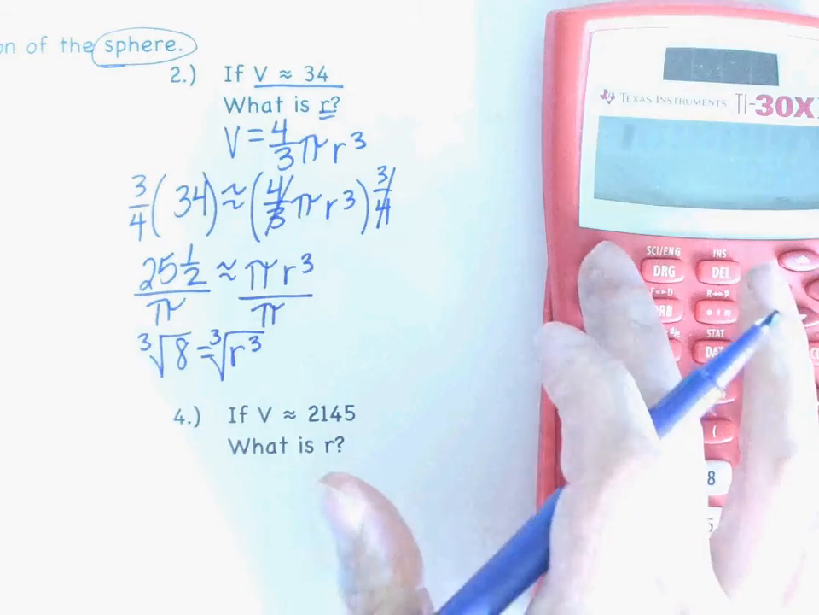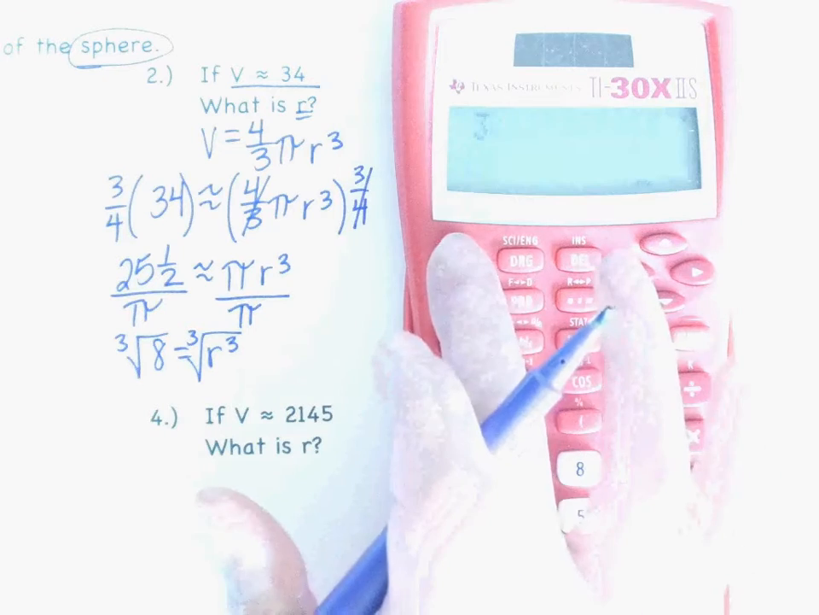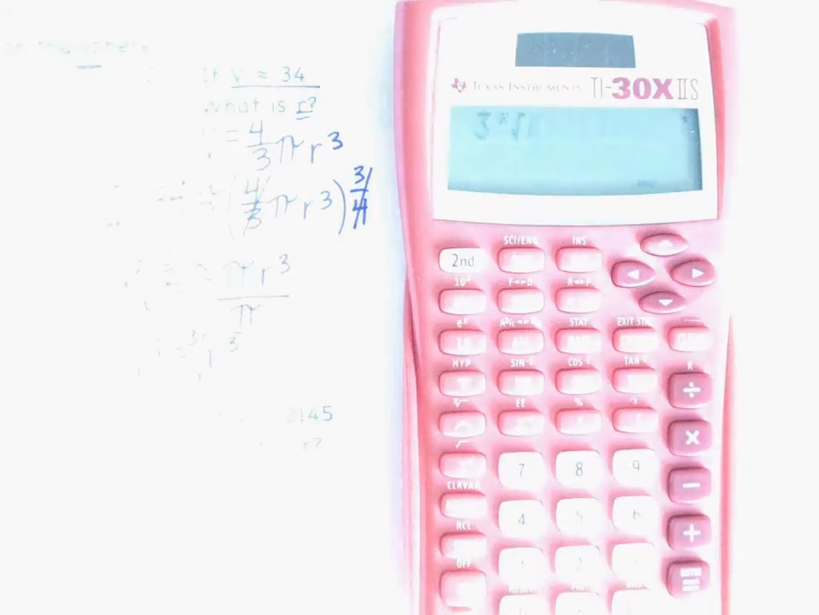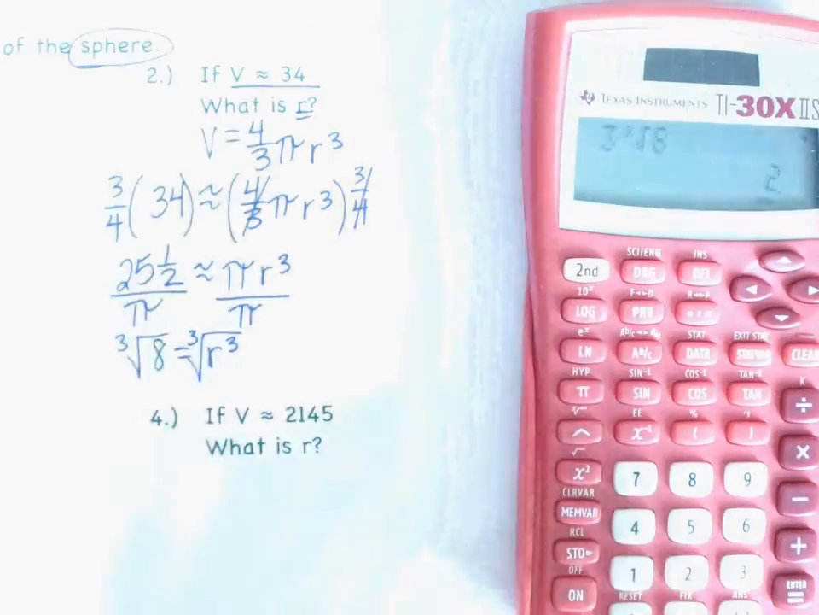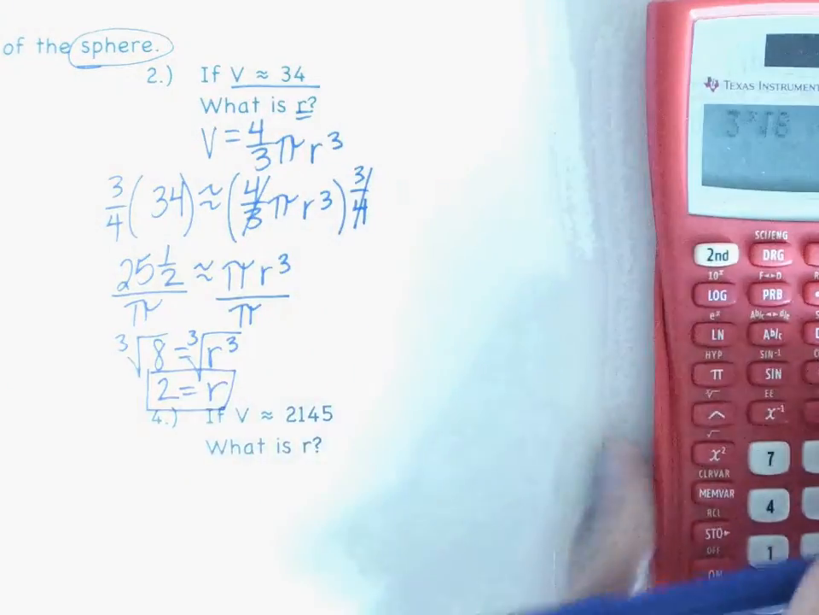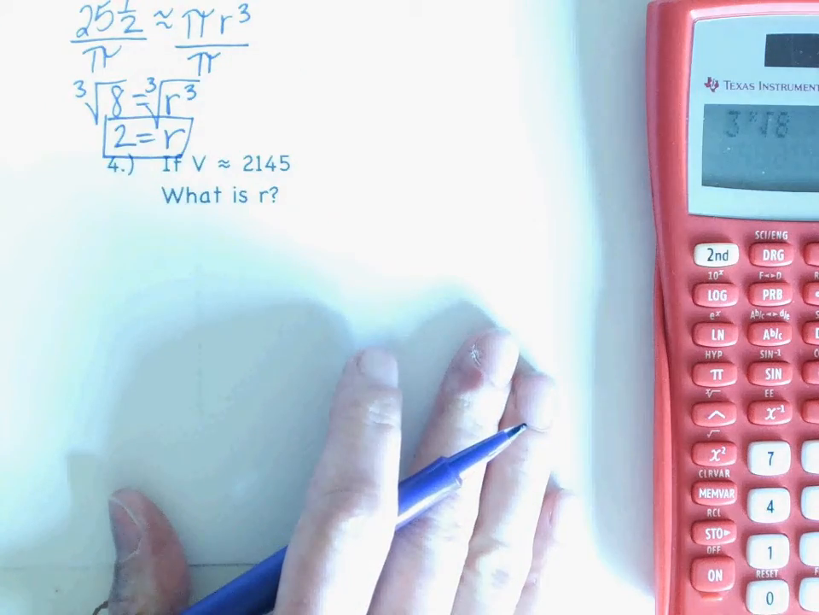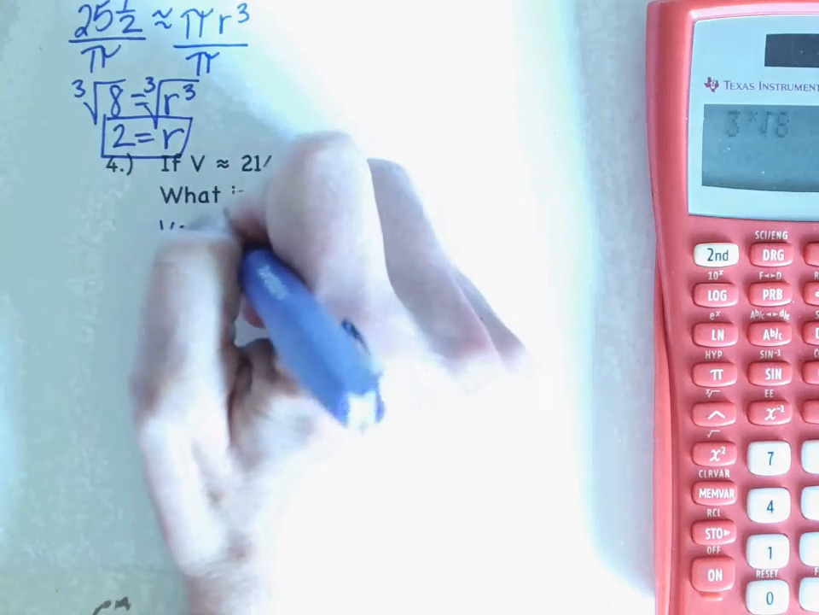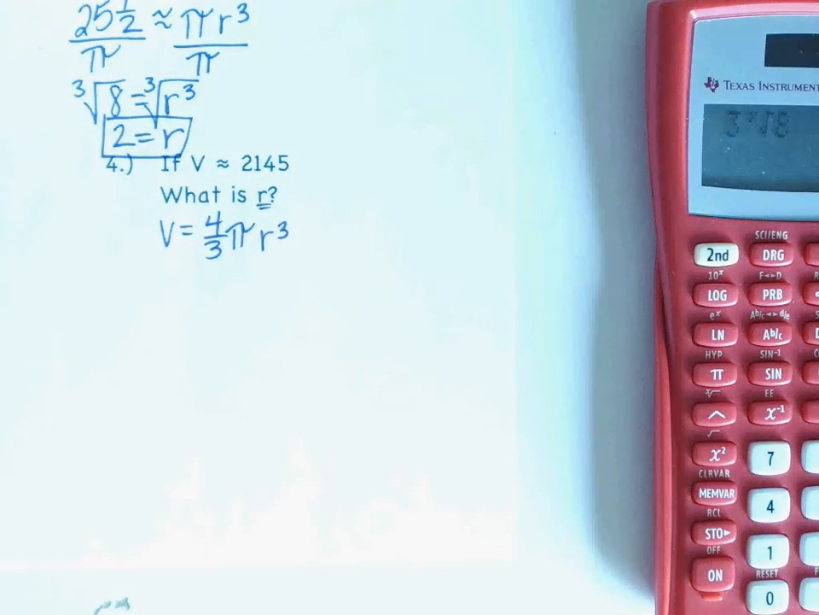So I'm going to type in 3 first because I'm doing cube root. And then I hit second, and then this button right here where it is x square root. And then I'm going to type in 8, and I get my answer for 2. So the radius is 2. Okay. And I'm going to try this one last time for problem number 4. Hopefully, with all of these examples, you have a good understanding of how to isolate r. That's our goal, is to isolate r, get r by itself.